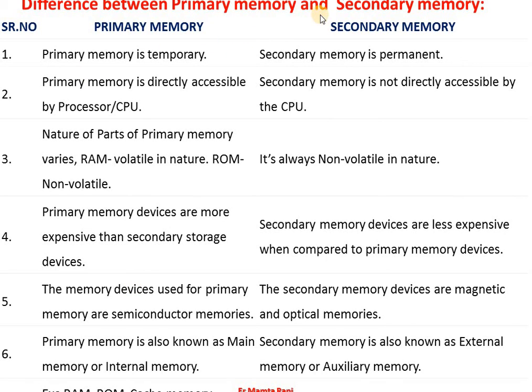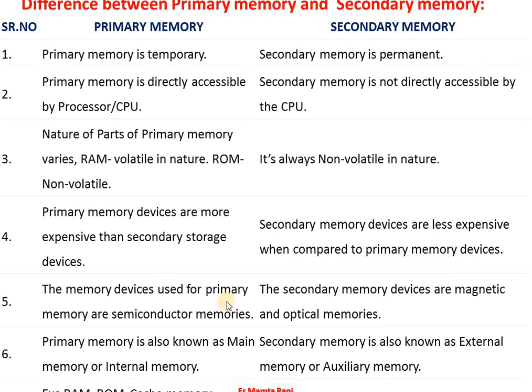Next, difference between primary and secondary memory. So primary memory and secondary memory. Primary memory is temporary, secondary memory is permanent. Primary memory is directly accessible. Secondary memory is not directly accessible by the CPU. Nature of parts: in primary memory, RAM is volatile in nature, ROM non-volatile. Whereas secondary memory is always non-volatile. Primary devices are more expensive than secondary devices. Here secondary devices are less expensive when compared to primary devices.